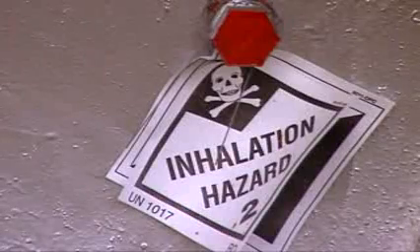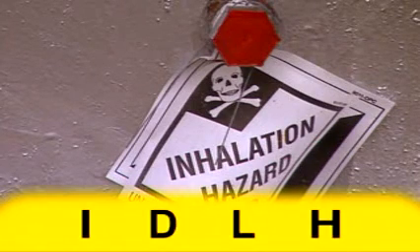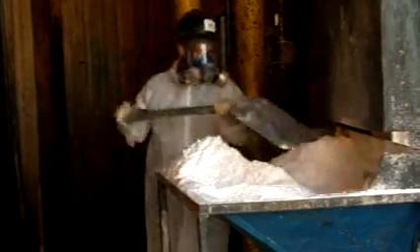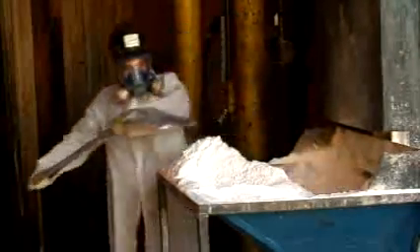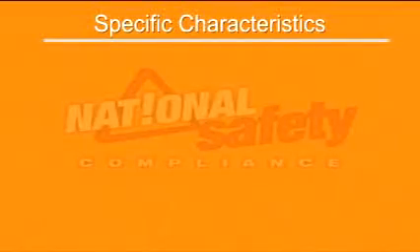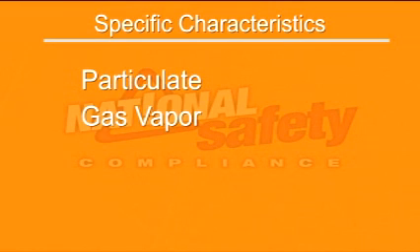When the employer cannot identify or reasonably estimate the employee exposure, the atmosphere should be considered immediately dangerous to life or health, or an IDLH atmosphere. Specific characteristics of the airborne hazard must be established in order to select an appropriate respirator. Is the contaminant a particulate, such as dust, fumes, or mist, or a gas or vapor? Is the contaminant a chemical?